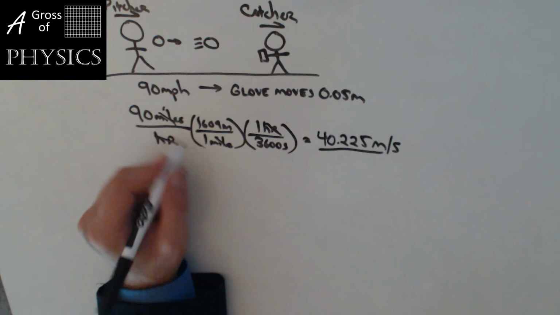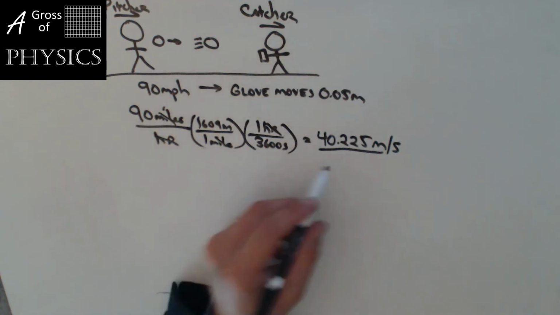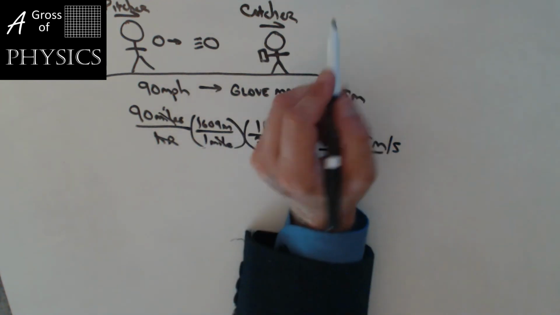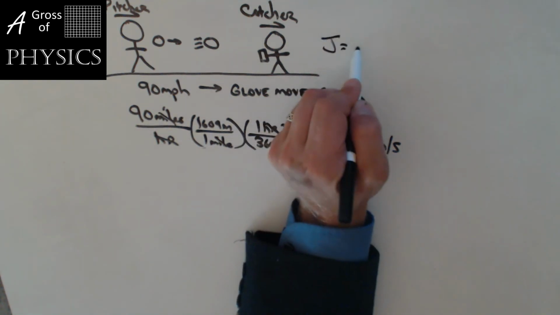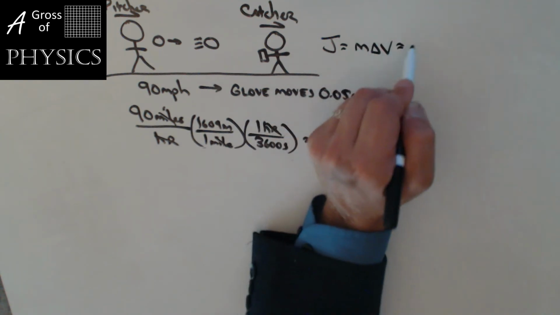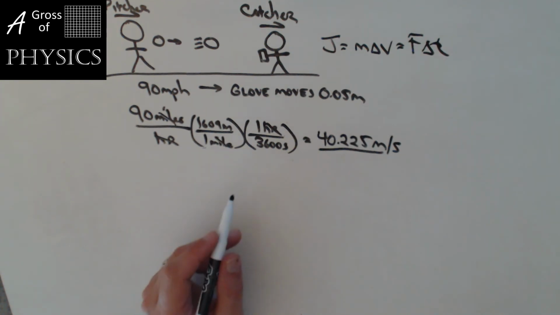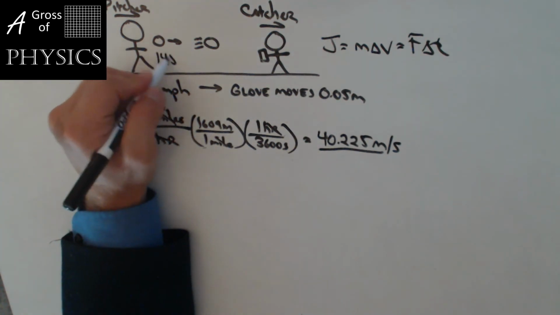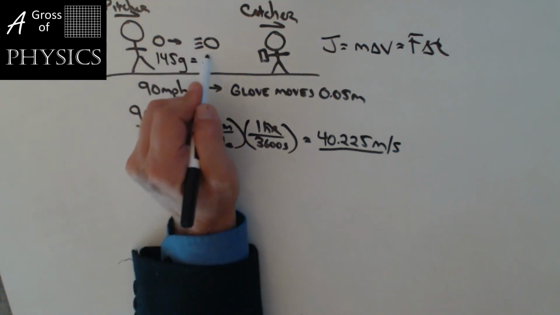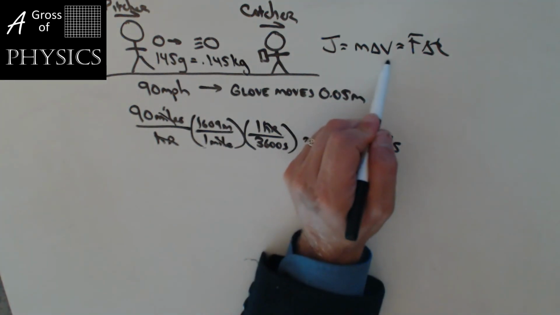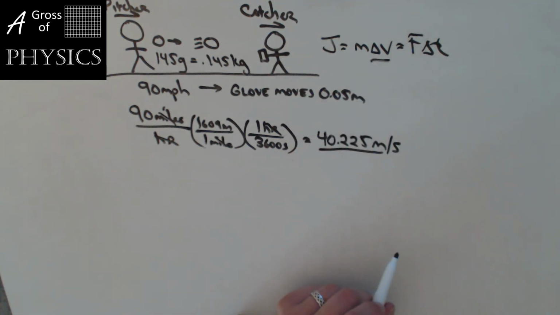All right, now that we know the speed converted from miles per hour to meters per second, what we can do is think about what we're trying to find. Now our equation, J equals m delta v equals F delta t. The one thing I forgot to mention before, a mass of a baseball is 145 grams, which is 0.145 kilograms. So we know the mass. We know we're going to go from 40.225 to 0 for Vf for the speed. So the one variable we're going to need to know is the time.